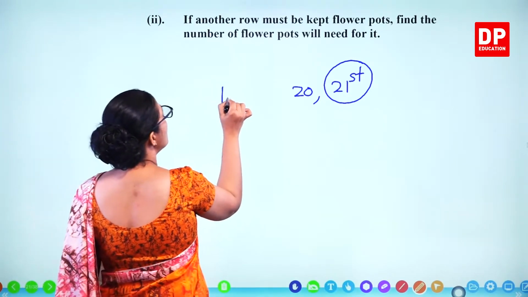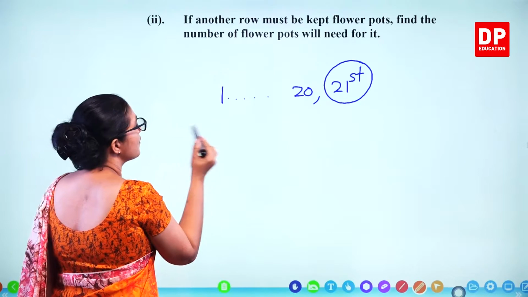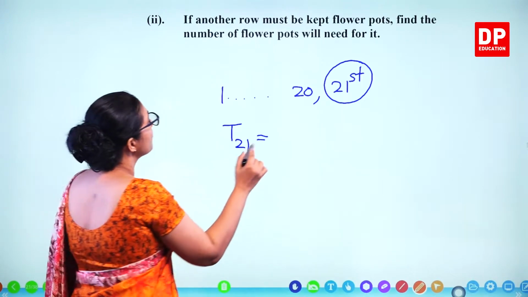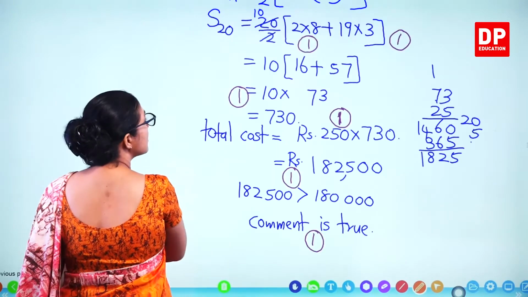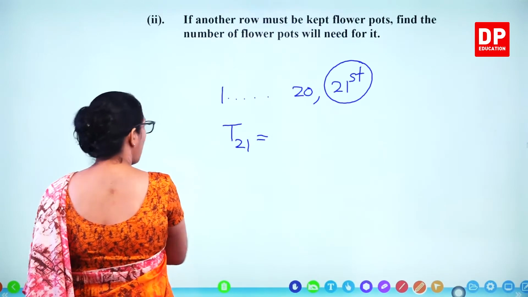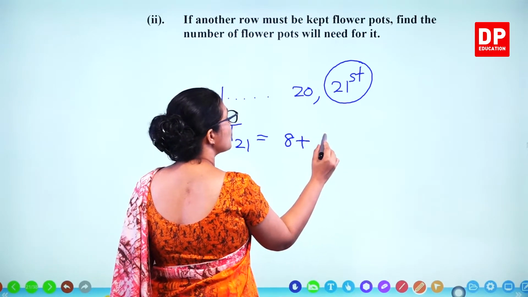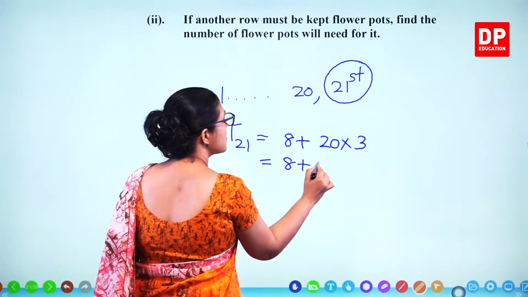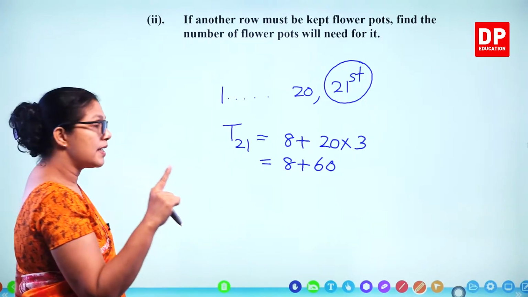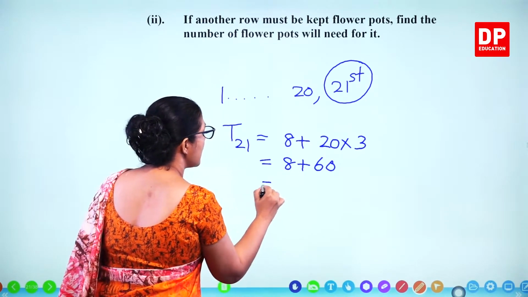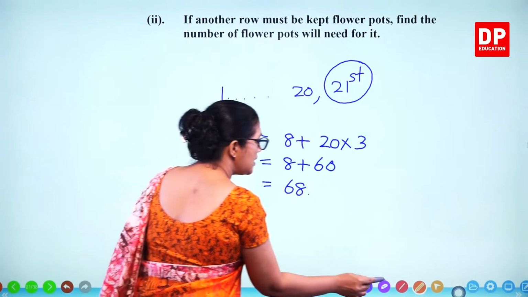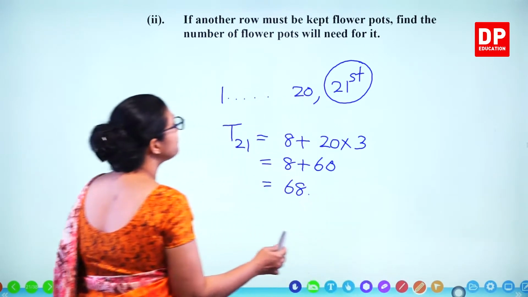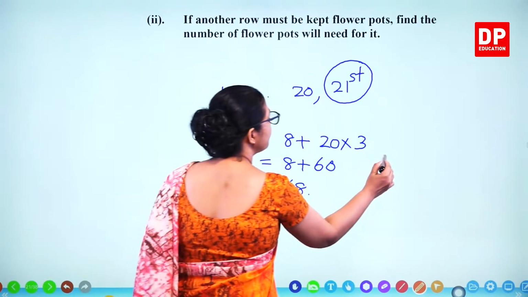So we know first row to 20 rows. So T 21, 21st term. A is 8. Is that 8? Yes. 8 plus n minus 1. 21 minus 1 is 20. D is 3. So 8 plus 60. According to BODMAS, multiplication first. 60 plus 8, 68. So need 68 flower pots for the 21st row. 3 marks for that.